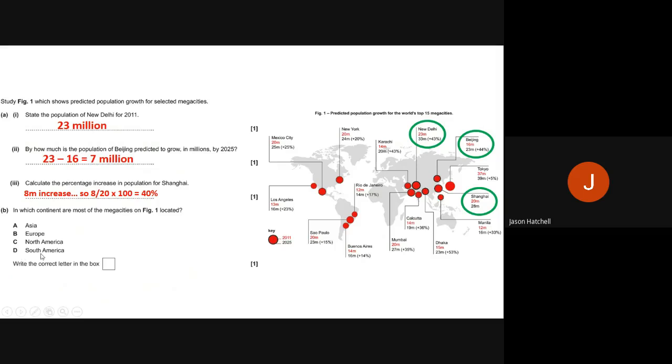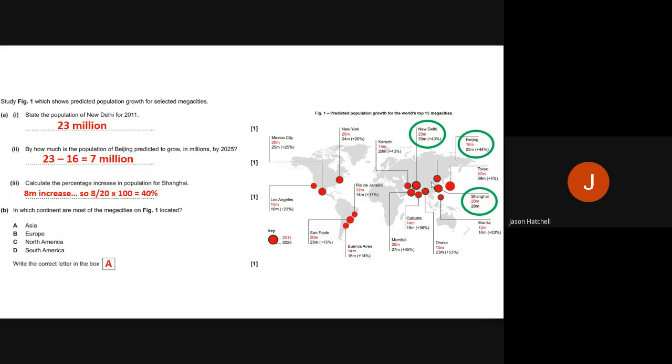Now you can rule the wrong answers out, okay? So we know that it's not, for example, Europe, because Europe has no megacities on this map. So we know it can't be that. We know that it's not North America because there's only 3 there. And we know that it's not South America because there's only 3 there. So the only answer it can be is Asia. And we can see in Asia there are more than 5. So that has to be the correct answer. So A for Asia. And that's it.